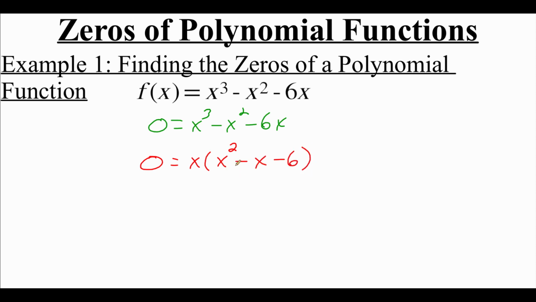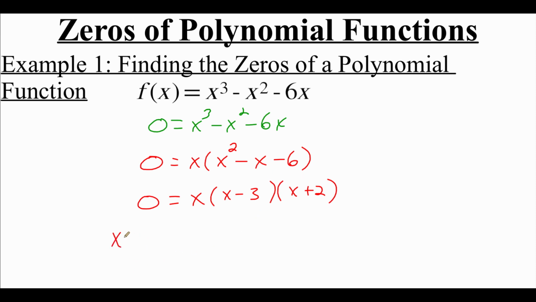Now as I look at that quadratic inside of my parentheses, I can factor it a little bit more. I'm going to think about sum and product factoring: things that multiply to negative 6 but add up to negative 1. So it would be x minus 3 and x plus 2. Now, since my function is set equal to 0, I'm going to take all of my individual factors and set them equal to 0 and solve.